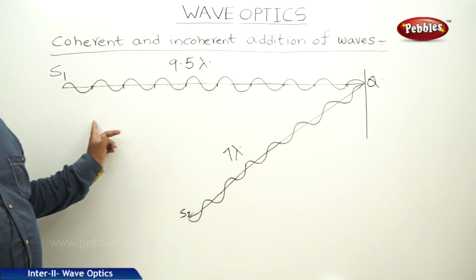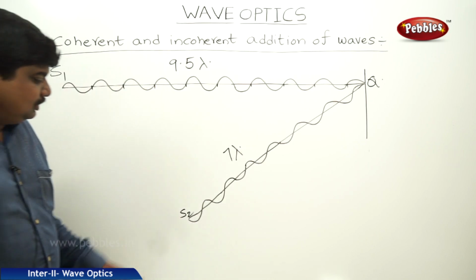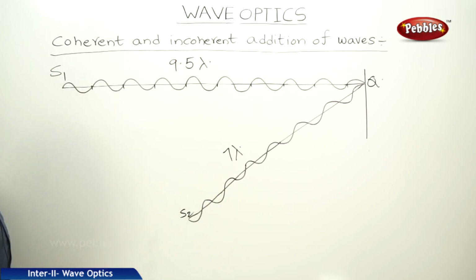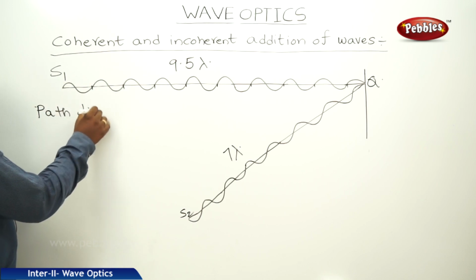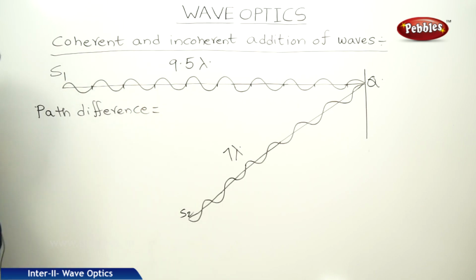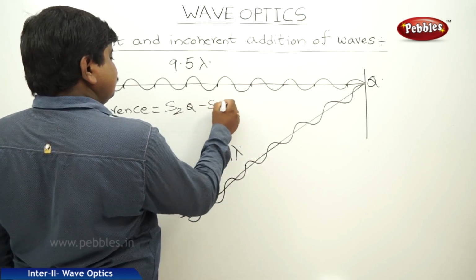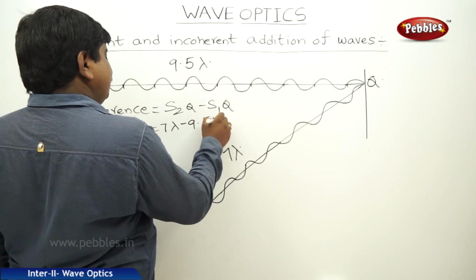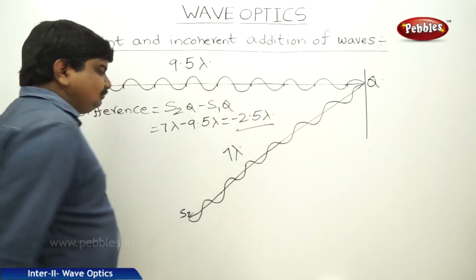So from source 1 to Q, S1Q is the distance of its path. Source S2 to Q is the distance of its path. So according to the given dynamics, path difference S2Q minus S1Q is equal to 7 lambda minus 9.5 lambda is equal to minus 2.5 lambda.